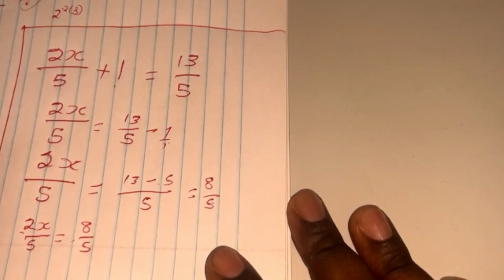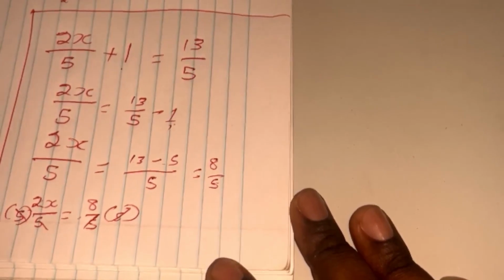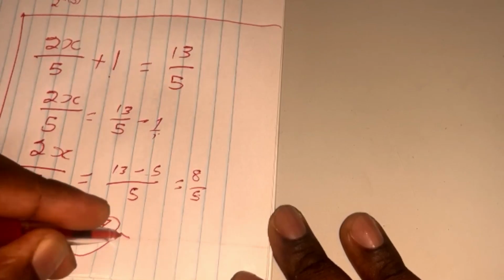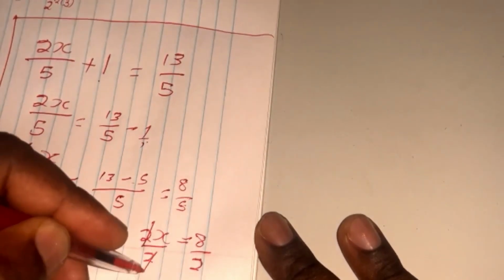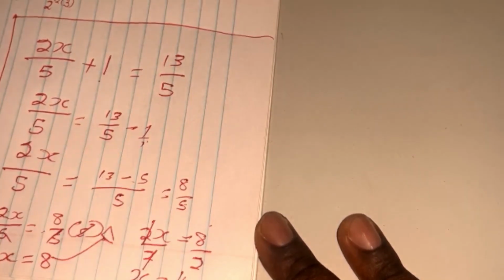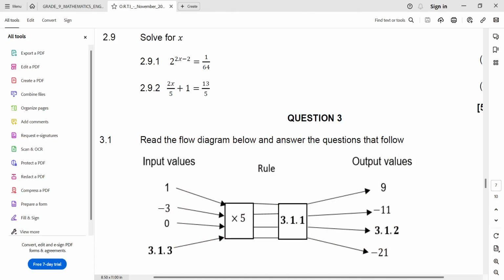So let's get rid of 5. We multiply both sides by 5. This cancels this, the other cancels the other. Then we will have 2x is equal to 8. Remember, we are looking for x, not 2x. Get rid of 2. Divide both sides by 2. Then I will have x is equal to 8 divided by 2, which gives me 4. Simply how you will solve for x on that equation. Thank you. Let's do question 3 in the next video.